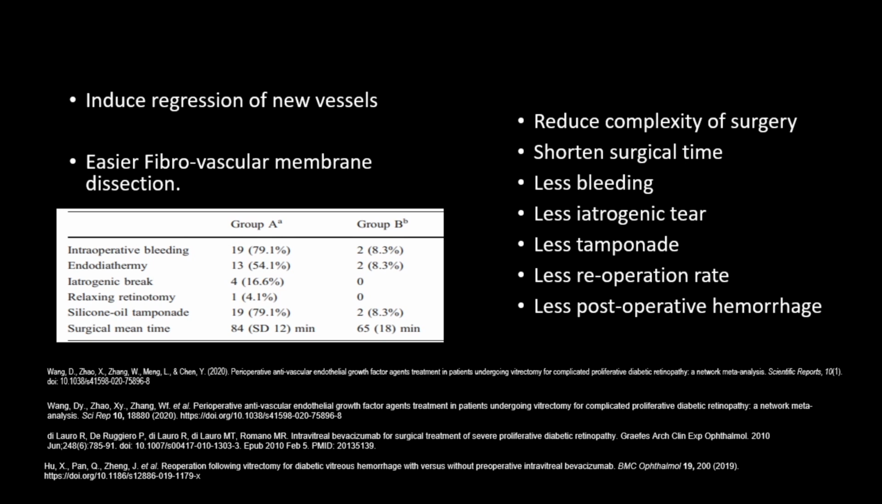Now, how do they help? They induce regression of the new vessels and also create a plane for easier fibrovascular membrane dissection, which reduces the complexity of the surgeries, shortens the surgical time, reduces the intraoperative bleeding, also iatrogenic tears, less use of additional surgical tools like silicone oil, and also decreases the reoperation rate and decreases the incidence of postoperative vitreous hemorrhage.